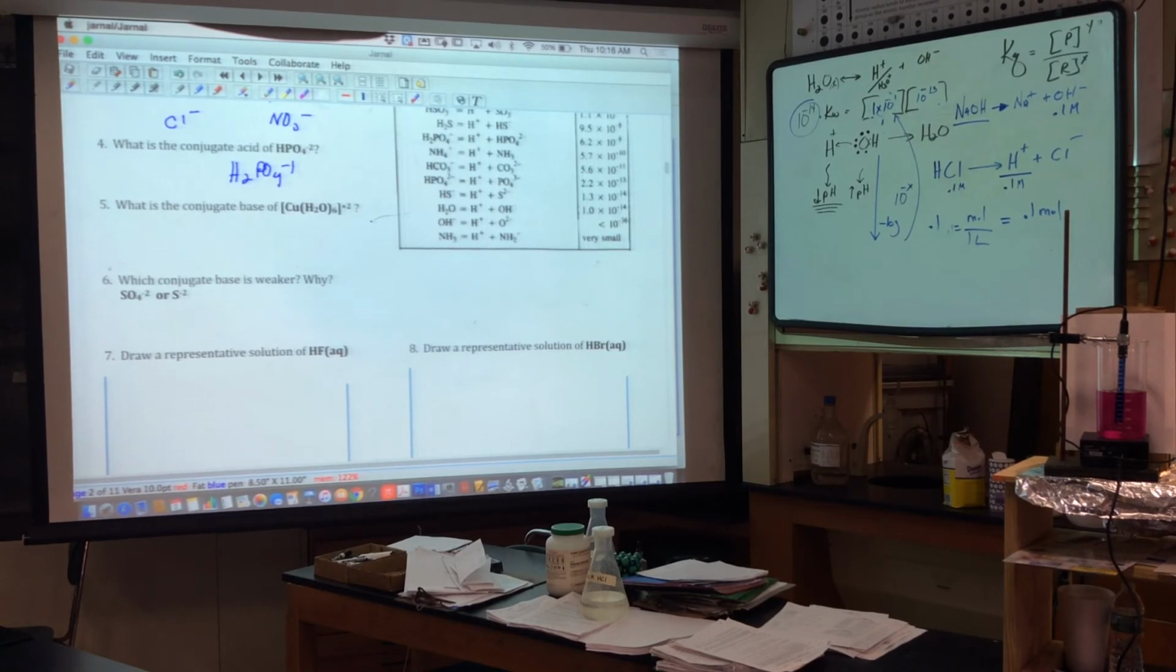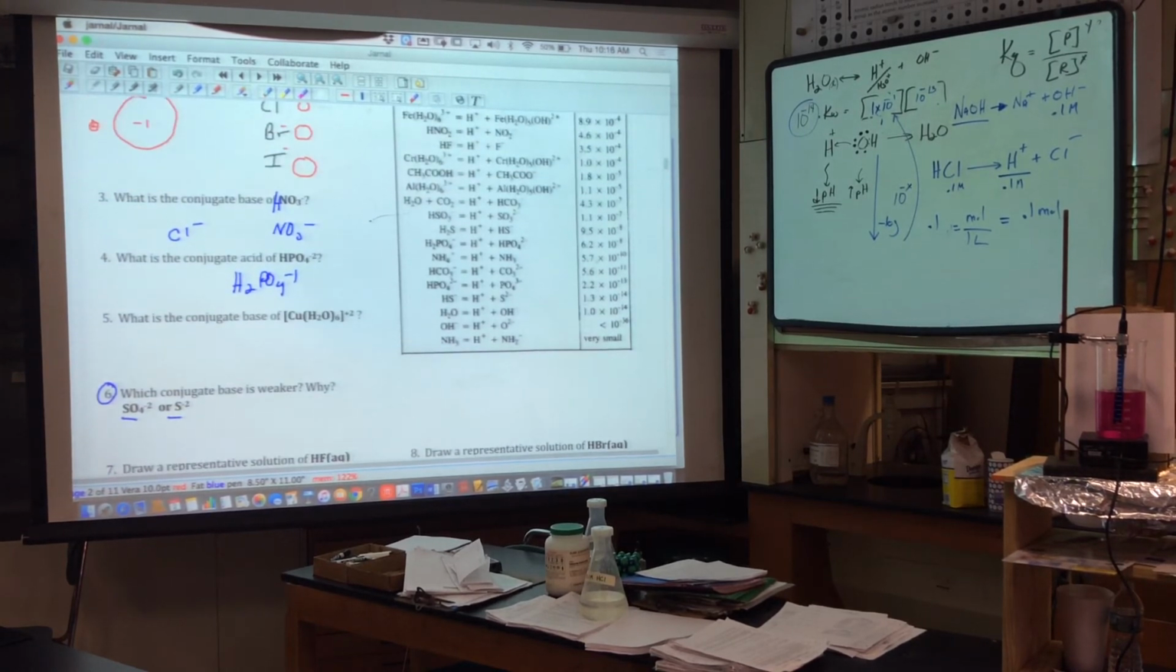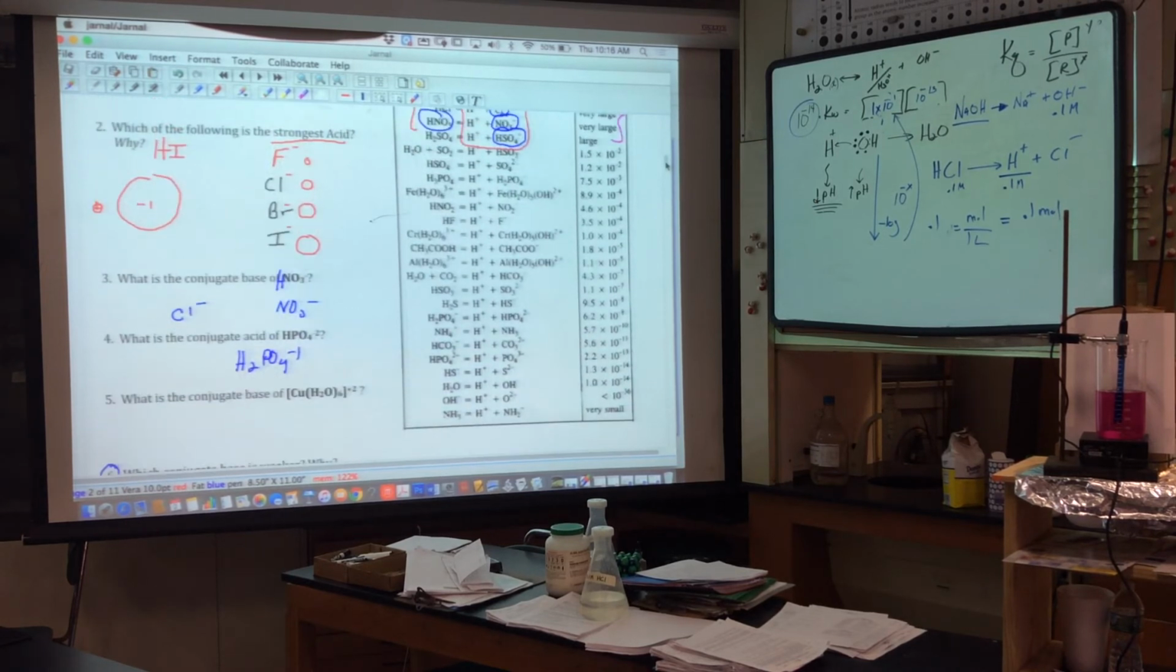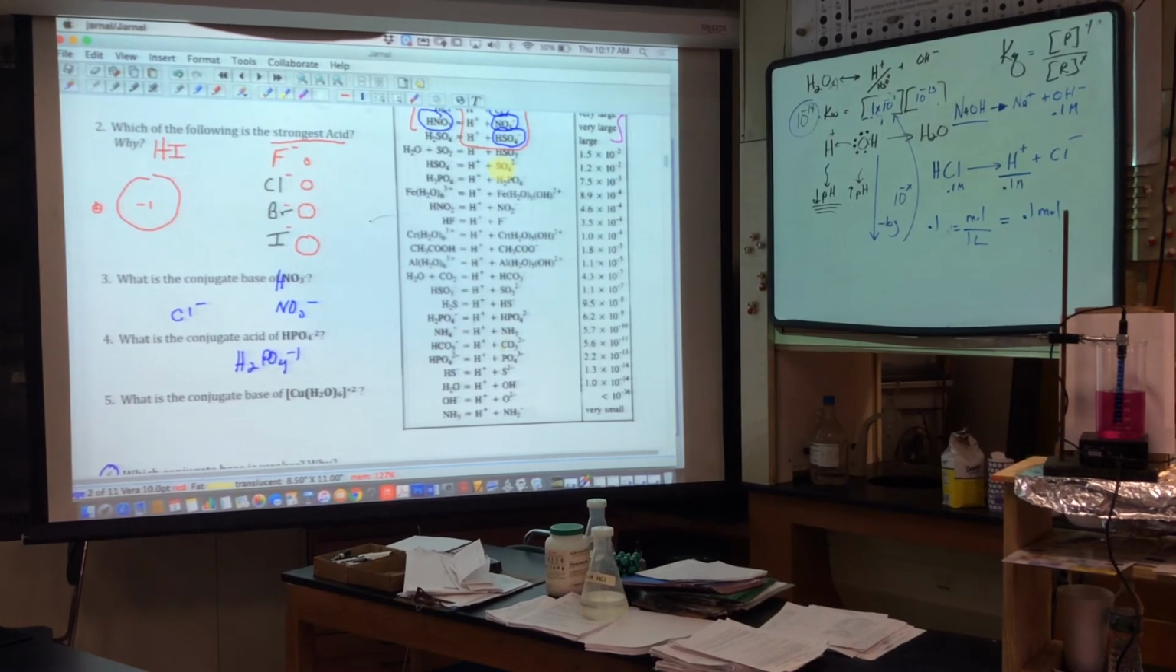Now look at number 6 for a second, which I'm going to skip 5 for a second. Which conjugate base is weaker, SO4 -2 or S -2? Now let's go to the chart. Let's go find SO4. SO4 would be up here, and S -2 is below it, all the way down there.